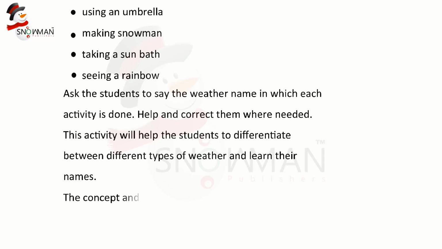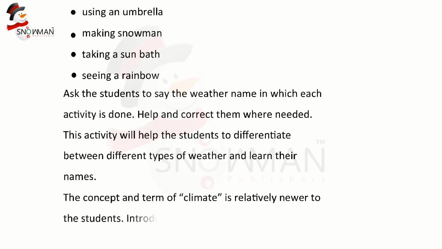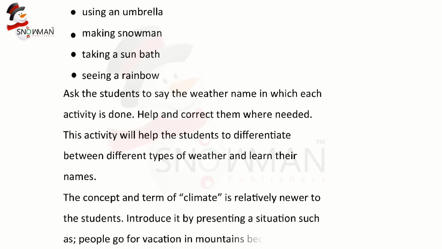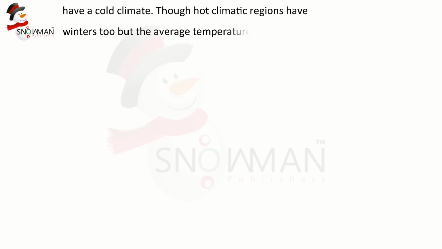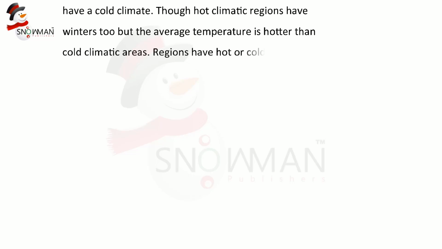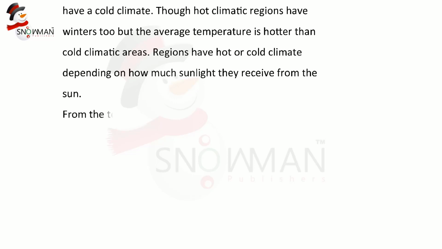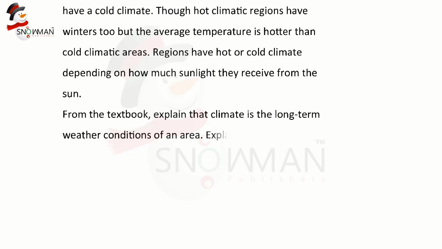The concept and term of climate is relatively newer to the students. Introduce it by presenting a situation such as people go for vacation in mountains because they have a cold climate. Though hot climatic regions have winters too, the average temperature is hotter than cold climatic areas. Regions have hot or cold climate depending on how much sunlight they receive from the sun. From the textbook, explain that climate is the long-term weather conditions of an area. Explain different climatic zones of the earth.